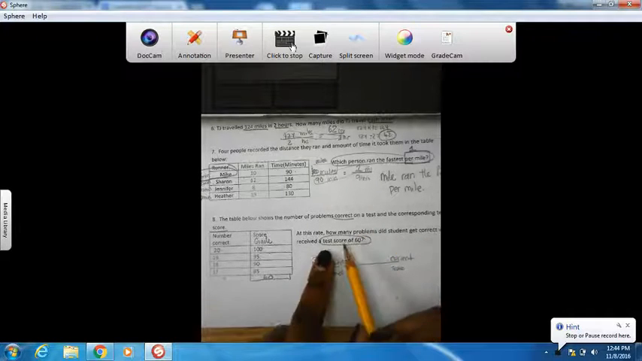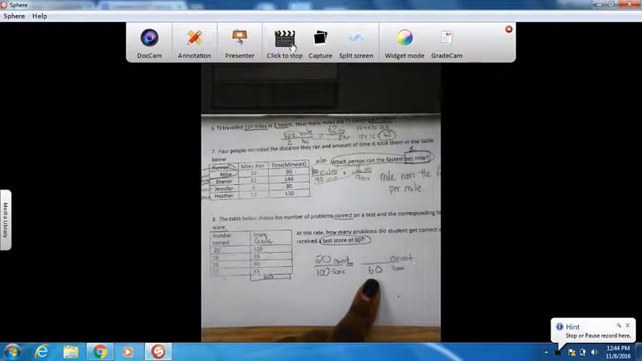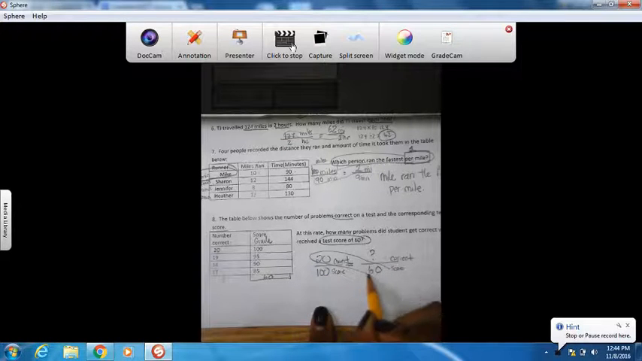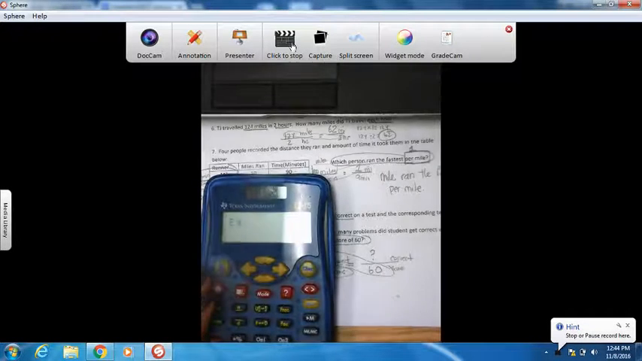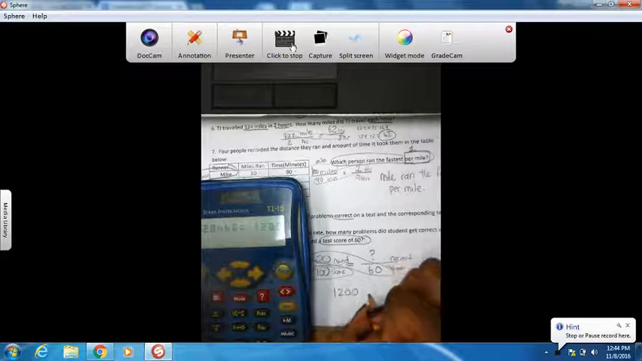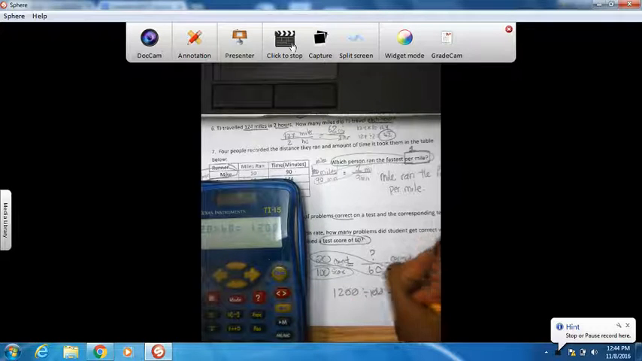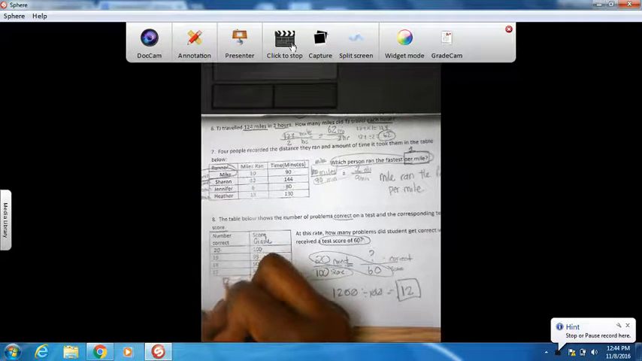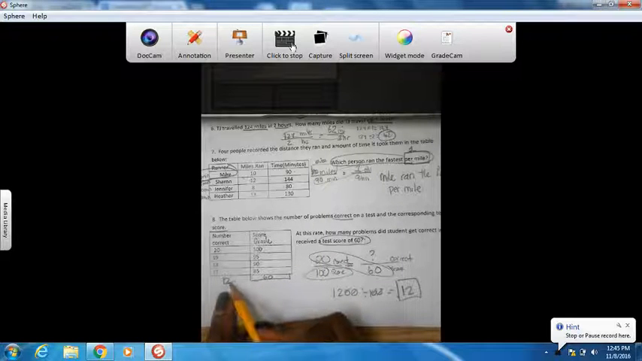But what happens if you get a score of 60? How many did you get right? This is a proportion, so we can easily cross multiply and divide. 20 times 60 is 1,200, and then we're going to divide that by 100, which would give us 12. So if you were to get a score of 60, that means you got 12 problems correct.